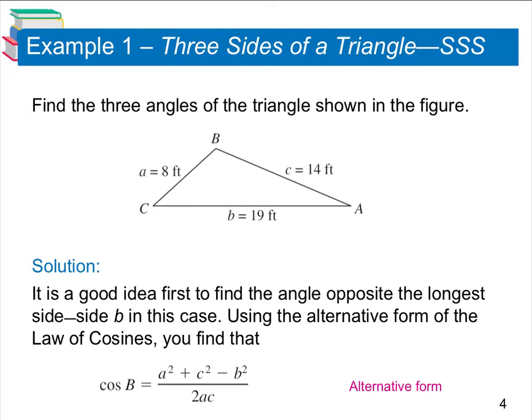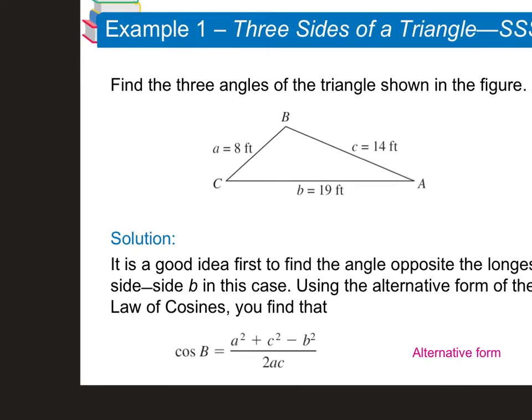So example 1. Find the three angles of the triangle shown in the figure. We're given three sides of the triangle. Why can we not use law of sines like we did before? Because there's no angles. We don't have a pair of corresponding angles. We only have three sides that were given. So that's why we have to use the law of cosines.